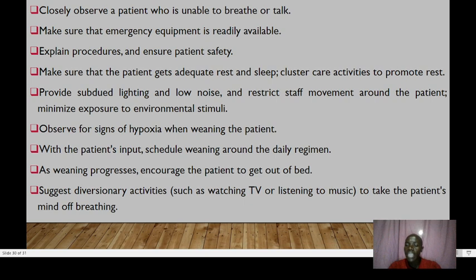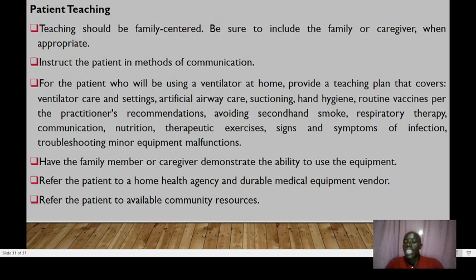And then observe for signs of hypoxia when weaning the patient, and with the patient's input, you schedule weaning around the daily regimen. As weaning progresses, you encourage the patient to get out of bed, to be ambulatory, and then suggest diversional activities such as watching TV or listening to music, to take the patient's mind off the breathing. In teaching, you have to teach.